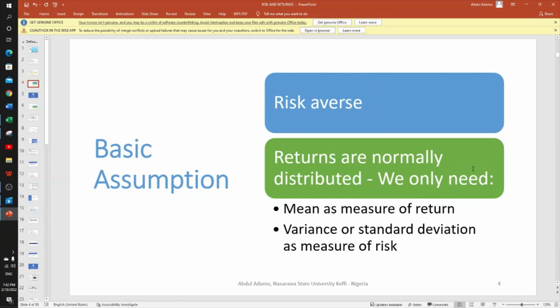For a normal distribution, it means that if the returns of an investment are normally distributed, then when we want to measure the expected return, the mean will serve as the measure of the return of an investment. Then for measuring risk, we are going to use either the variance or the standard deviation of the returns. So these are the 2 assumptions we should keep in mind.